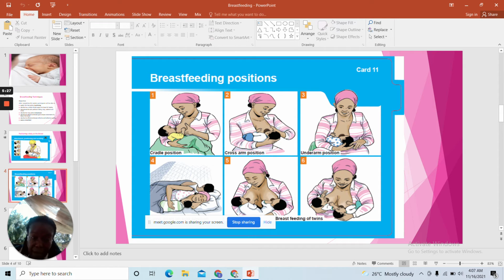For the underarm position, the child goes under your arm and feeds on the breast on the same side where the child is under your arm. This is the opposite of cross arm, where the legs are under the arm but the baby feeds on the opposite breast. But here, up to the trunk, up to the waist, goes under the arm. You support the baby's head and the child feeds on the same breast.